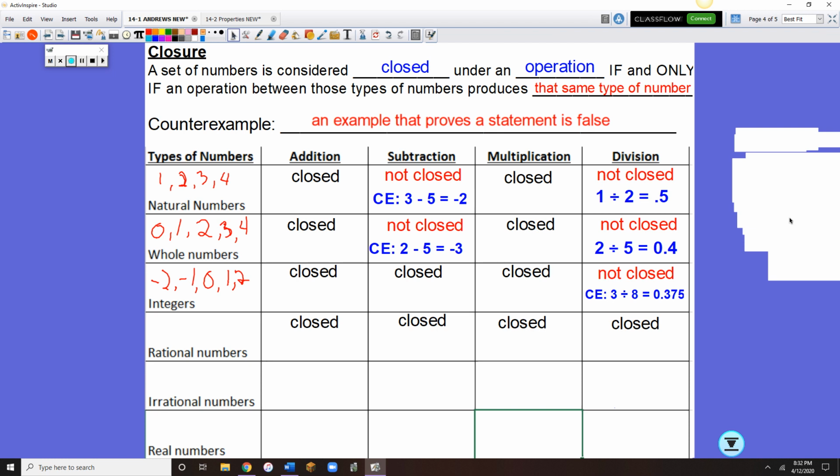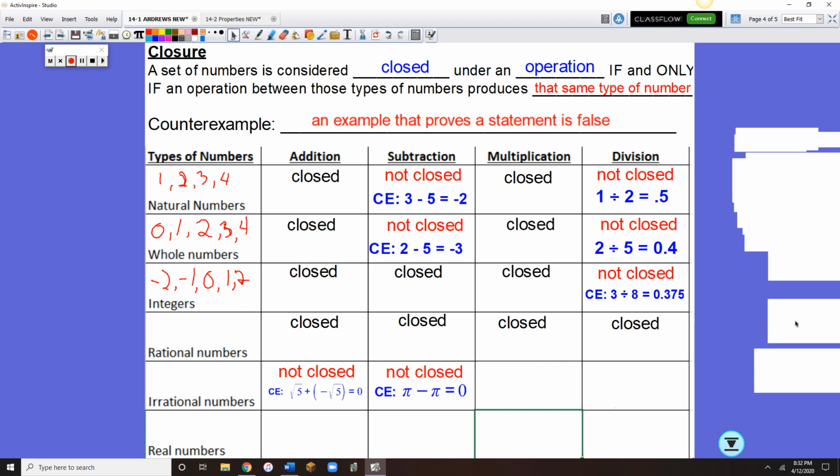Irrational numbers, let's see, it's not closed for addition because if I take the square root of 5, well, that's irrational. And I take the negative square root of 5, well, that's also irrational. And I add those together, I get 0. Well, 0 is a whole number and an integer, so that's not the same thing. 0 is not irrational. Okay, so that's why it's not closed. All right, subtraction, also not closed. If I do pi, take away pi, I get 0, and for the same reason that addition didn't work, neither does subtraction.